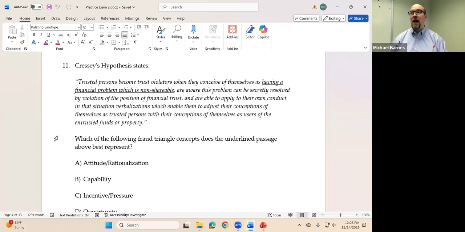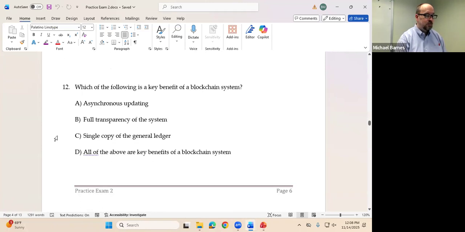That sure sounds like a pressure, or an incentive to do something. And that, in fact, is what we're talking about here. Remember, we talked about this in class. We underlined 3 different parts, the 3 components of the fraud triangle. Please make sure you review those. Those are going to be how I frame this for the exam.